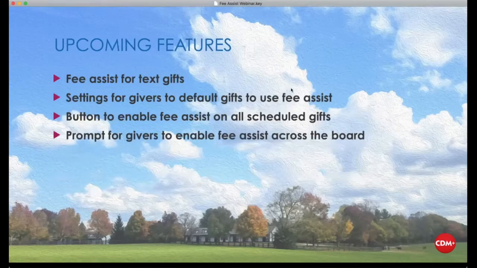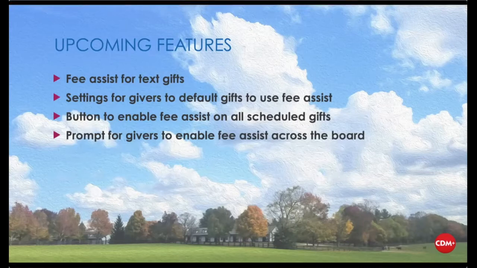As I mentioned, there's a few features that we'll be rolling out in the very near future. Fee Assist for text gifts is one. We also want to make it easier for people to always choose Fee Assist. So we'll be adding some defaults that say, yes, always turn on Fee Assist on my gifts. Today, or when this rolls out next week, you can turn Fee Assist on for any existing scheduled gifts. You have to do that one at a time. So we want to put a button on there that just turns it on across the board if you have a number of scheduled gifts.